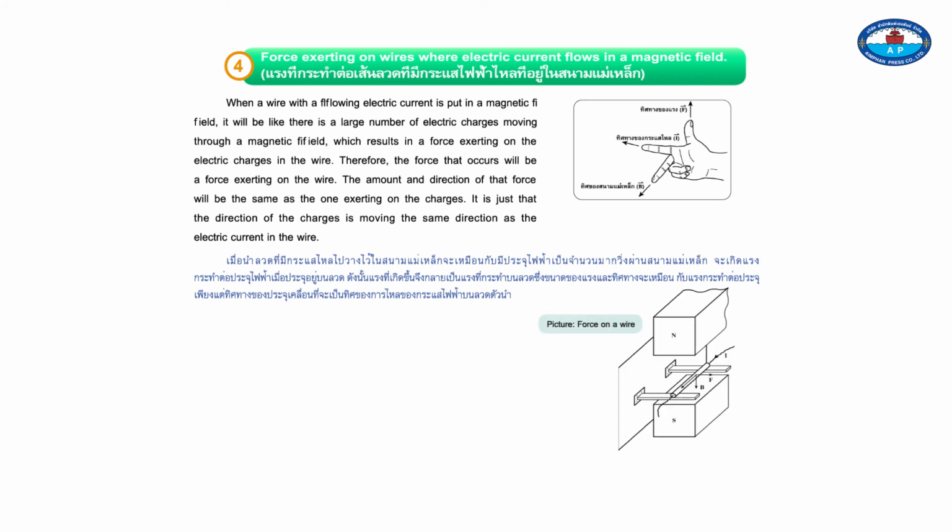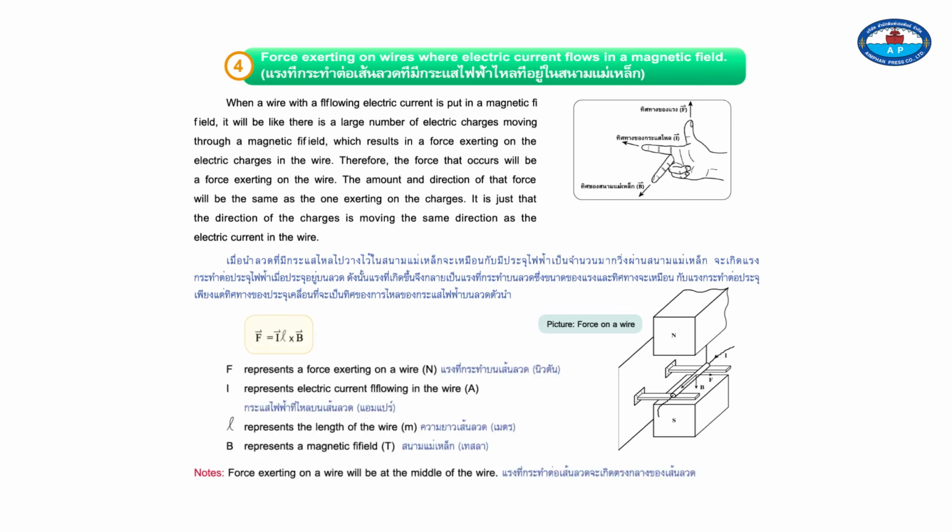Picture: force on a wire. F represents a force exerted on a wire. I represents the electric current flowing in the wire. Lambda represents the length of the wire. B represents the magnetic field. Notes: the force exerted on a wire acts at the middle of the wire.